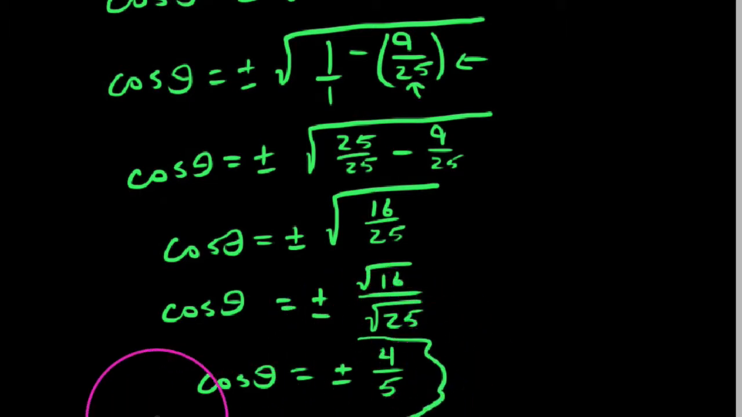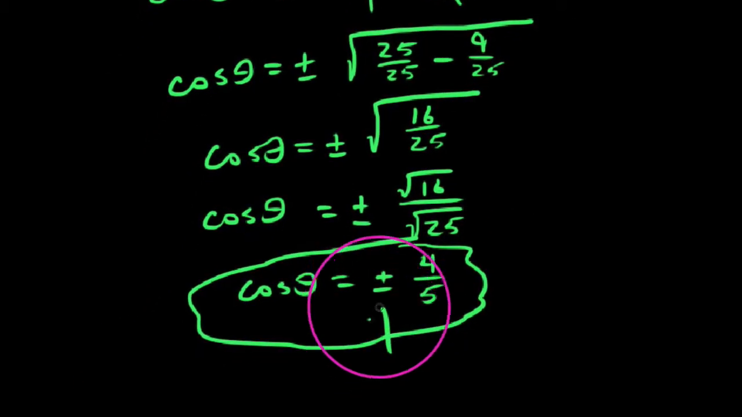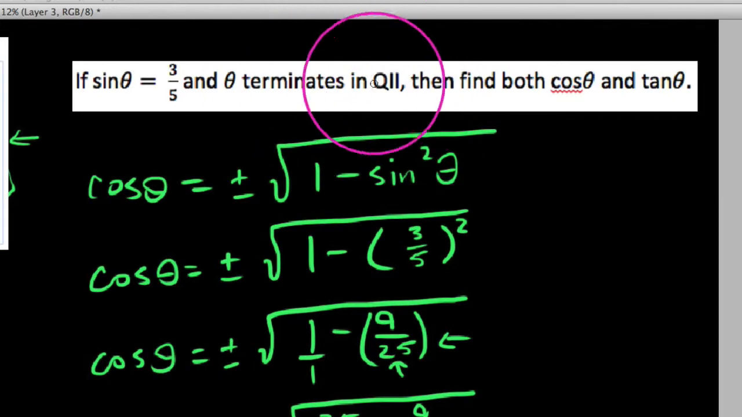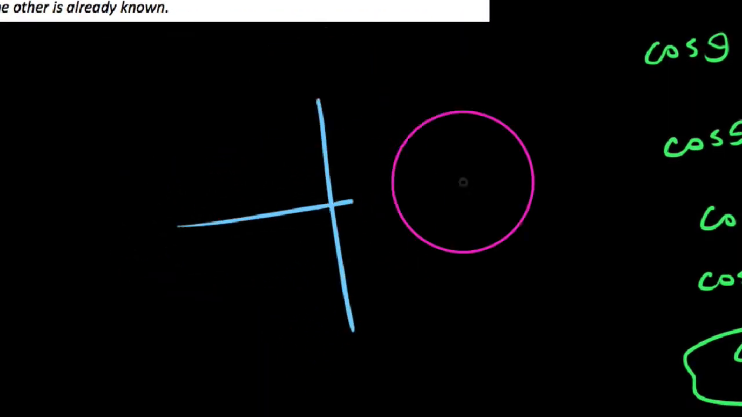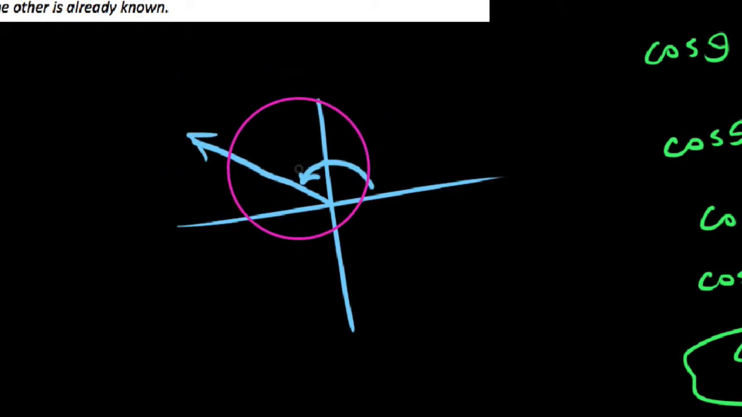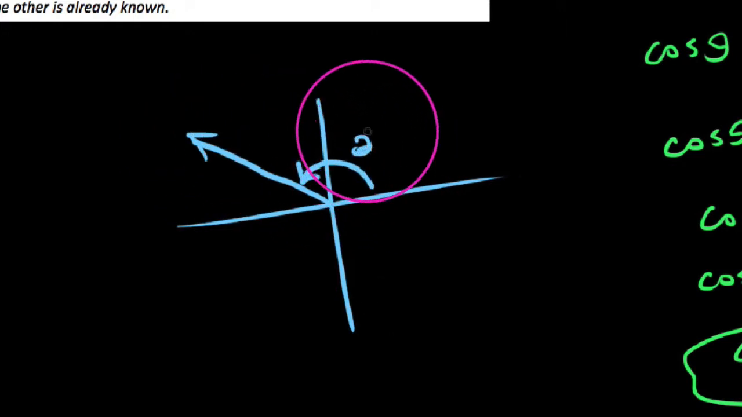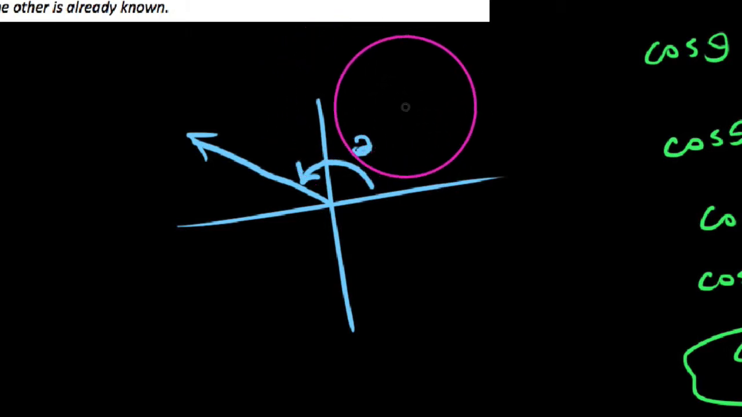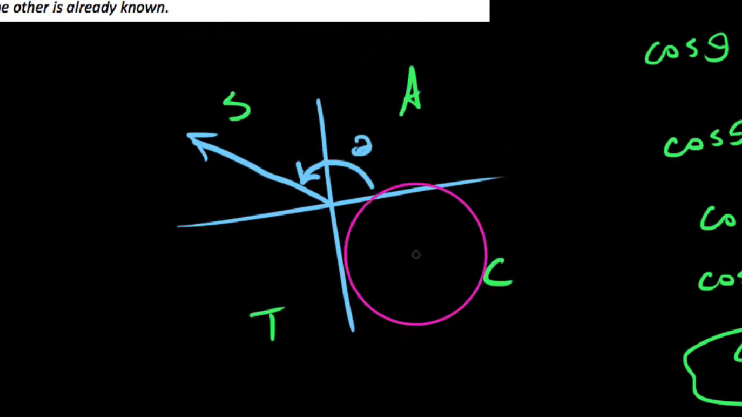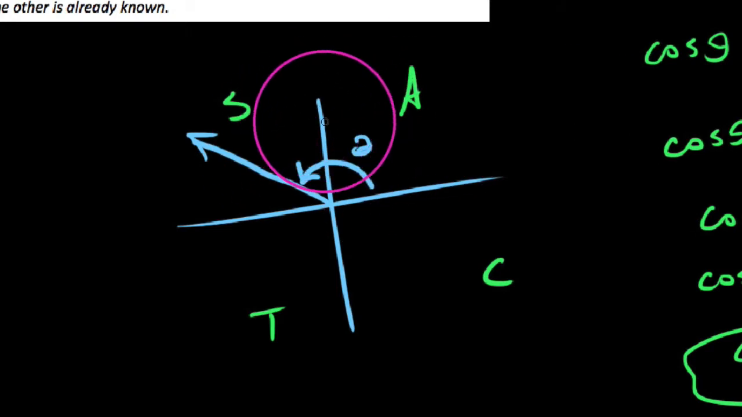Now, one thing I want to point out is this. Only one of these is right. So we have to find out which one would be the accurate one, the positive or the negative. And the key lies in this: we knew that theta terminated in quadrant 2. So theta is some angle that terminates over here in quadrant 2. Using what we know about the trig functions, if you've seen this mnemonic, All Students Take Calculus.